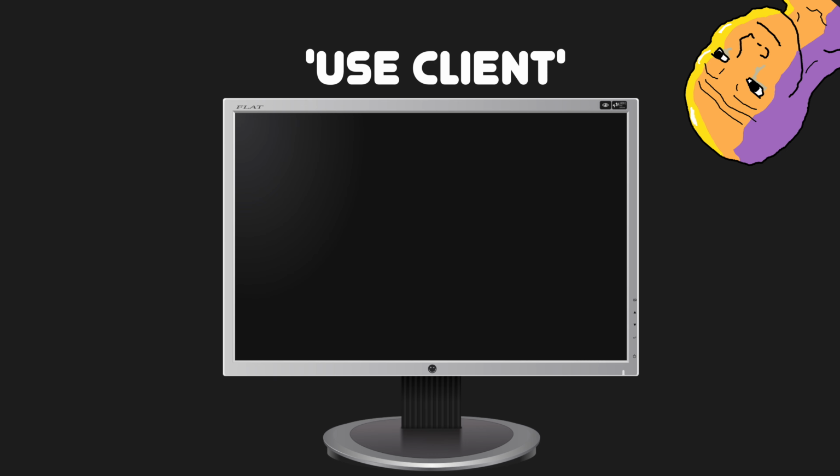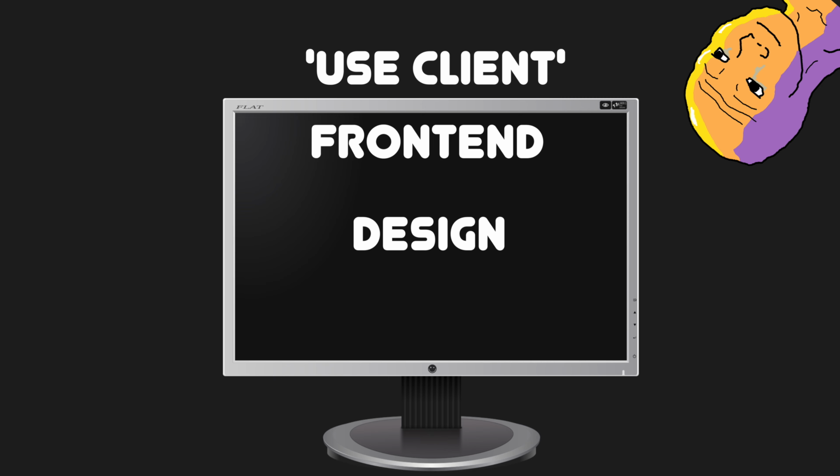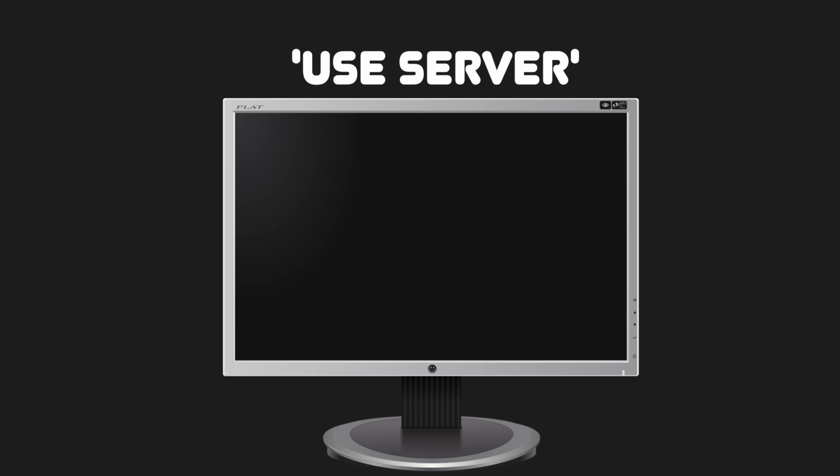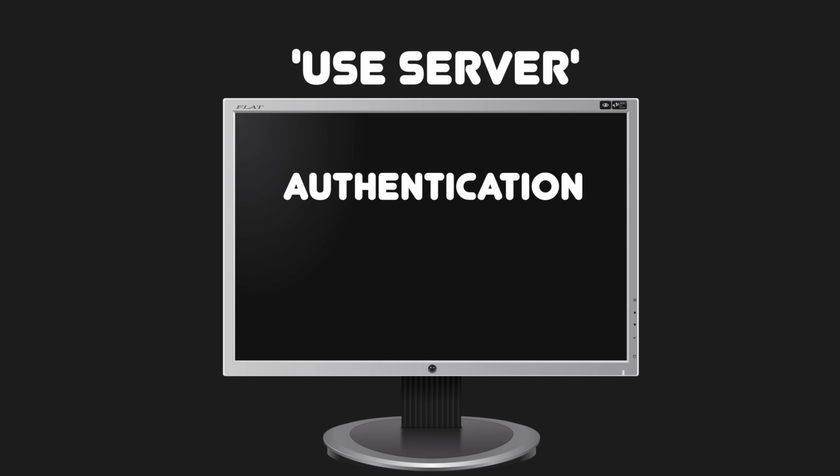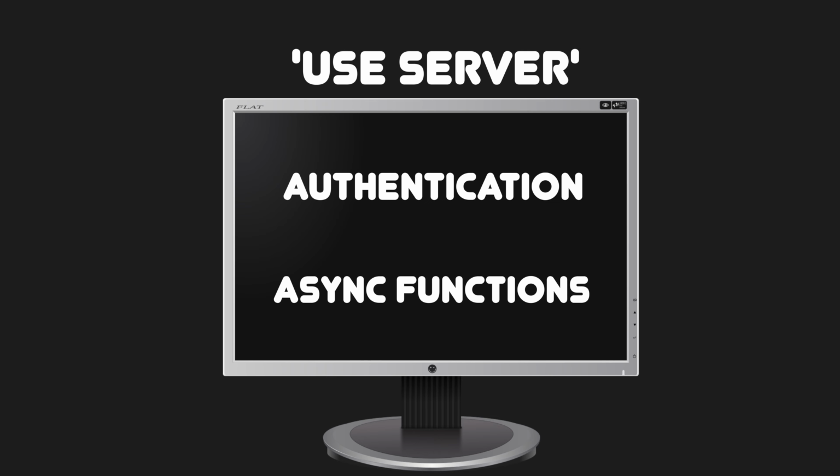So to simplify it, the use client is for the front end, so things such as design, and hooks like use state, use effect, and then the use server would be used for authentication and things that take a long time like using asynchronous functions.